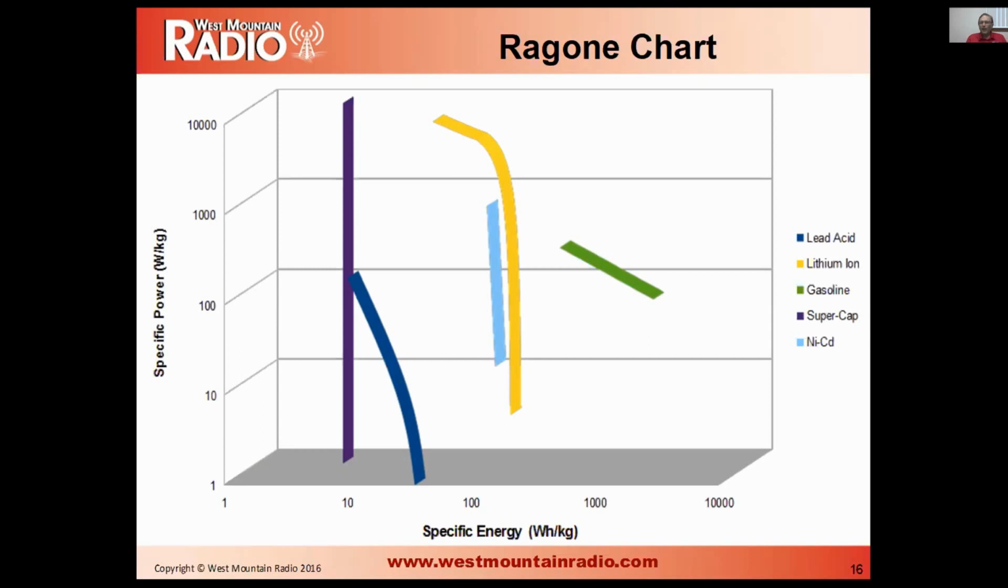And what I want to point out here is the darker blue line, sort of next to the purple. That's what a lead acid battery kind of looks like. The yellow line is what a lithium battery looks like. And that green line there is what gasoline looks like. You have to remember the battery people are always comparing themselves to gasoline.